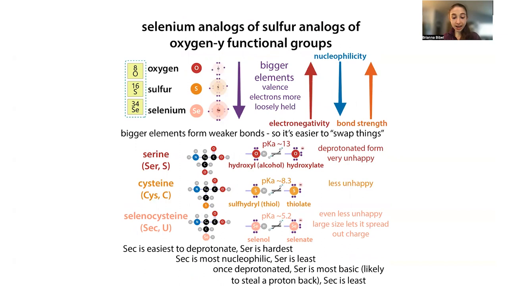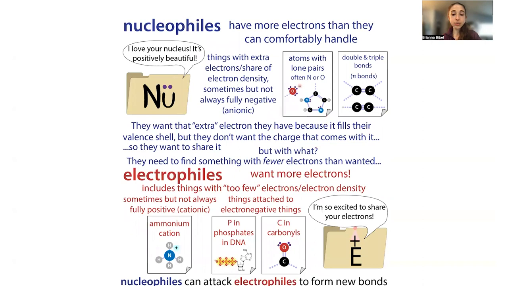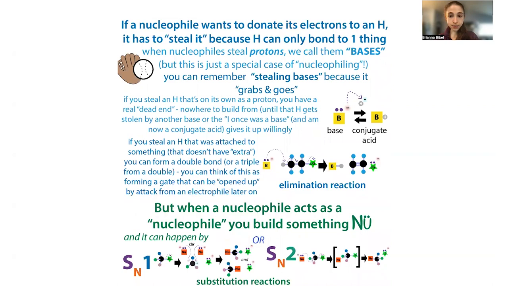And so a nucleophile is going to be something that has more electrons or electron density than it wants. And so it's going to seek out something to share those electrons with. We call it a nucleophile because it's seeking out something positive to share that negativity with. And where's positivity in an atom? It's in the nucleus where those protons are. So a nucleophile will seek out and attack an electrophile. And when it does this, it can form bonds. It can also steal and take a proton, and then we call that acting as a base.